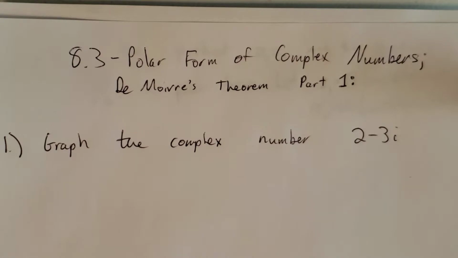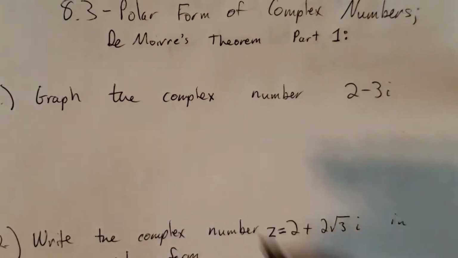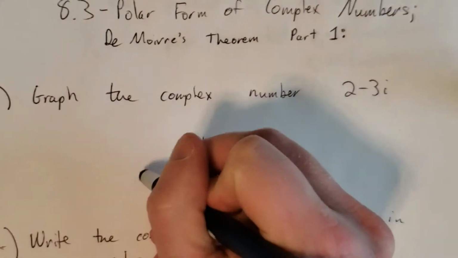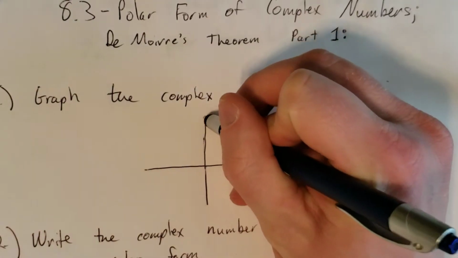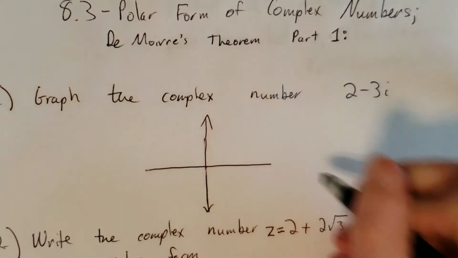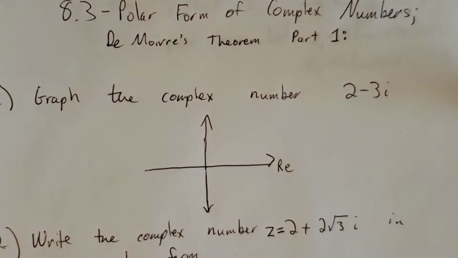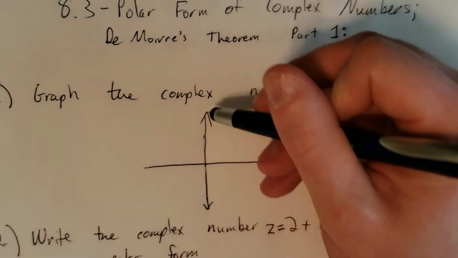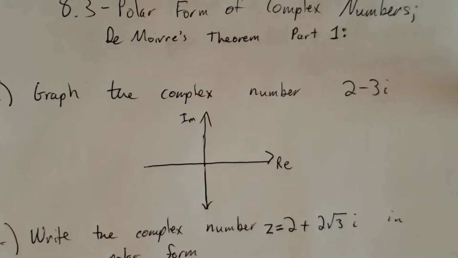So our first question here says to graph the complex number 2 minus 3i. So I just want to graph that complex number, and this is pretty straightforward. To graph a complex number, along what is normally your x-axis is going to be your real axis, which we denote with an RE. The y-axis is the imaginary axis, which we can denote with an IM.